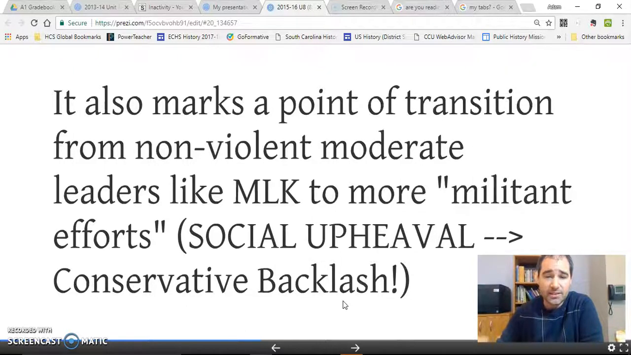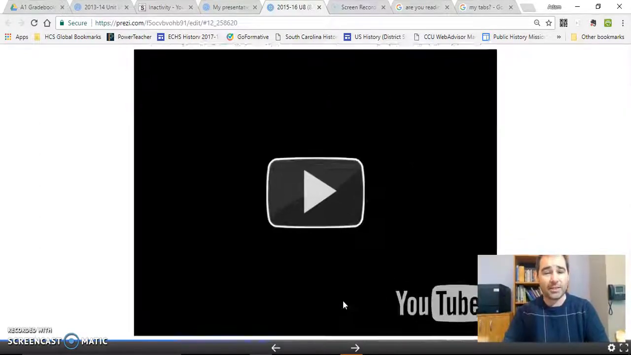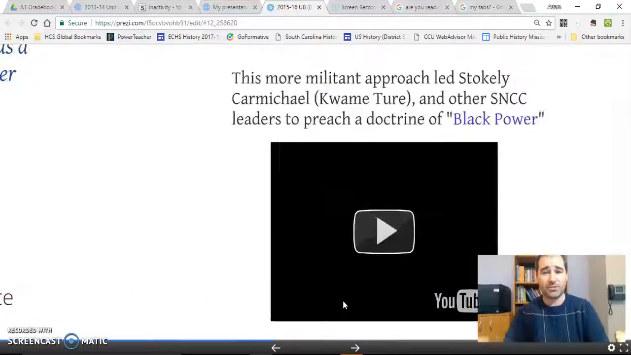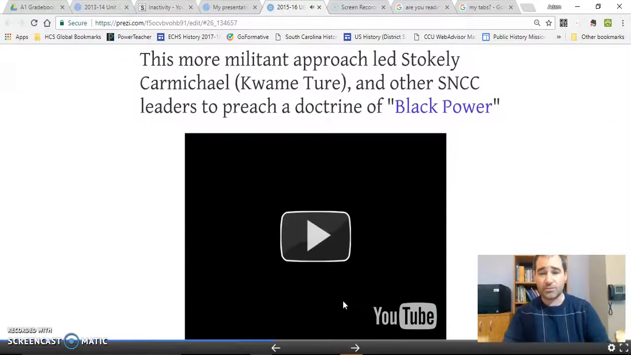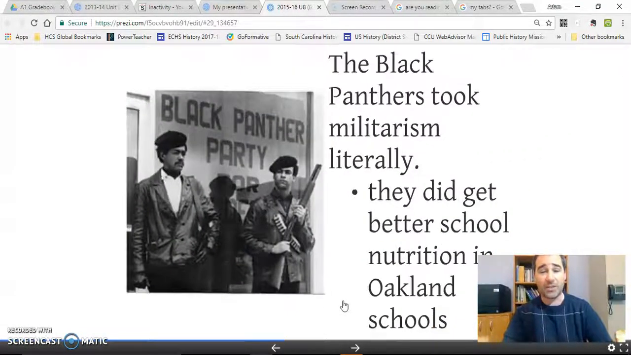And this militant effort makes what we're going to see is they call themselves the silent majority. Conservatives, right? Social conservatives, they see social upheaval. And this is going to lead to a backlash when people think that people like Malcolm X are simply trying to cause problems. And people like Stokely Carmichael, again, they see him as trying to cause problems with his doctrine of black power. The Black Panthers literally take militarism literally.